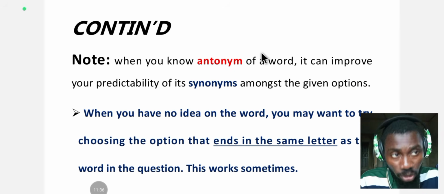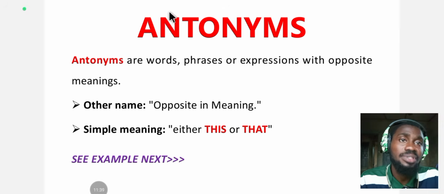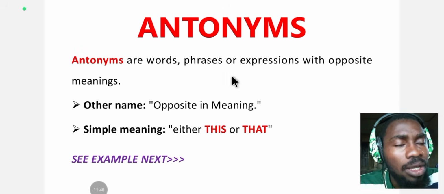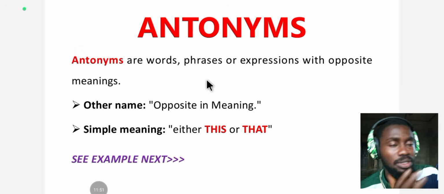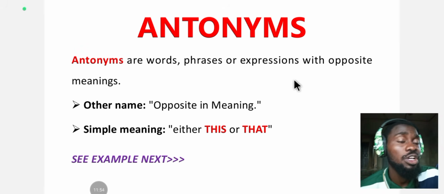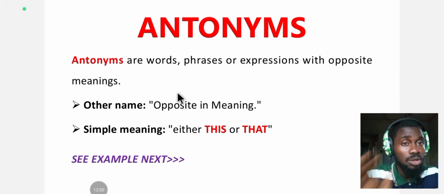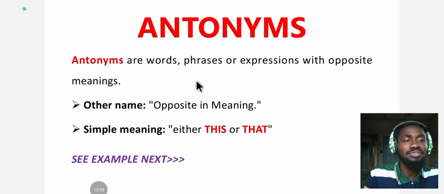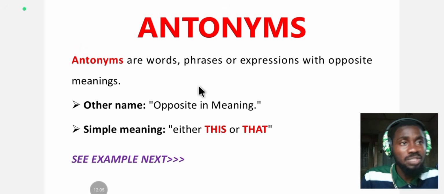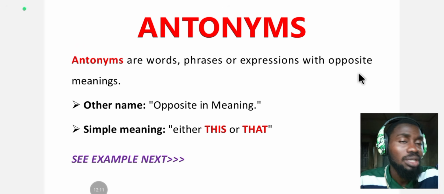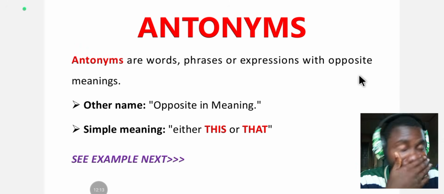Let's treat antonyms next. Antonyms. Take note of the color codings. Antonyms are words, phrases, or expressions with opposite meaning. The definition of antonym is only different from that of synonym in that it is opposite in meaning. Synonym is nearest in meaning, the same style of definition: word, phrase, expression, statement with the same meaning. But antonym is opposite in meaning.